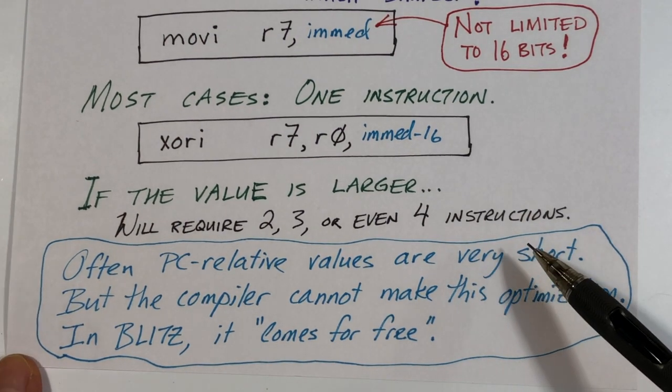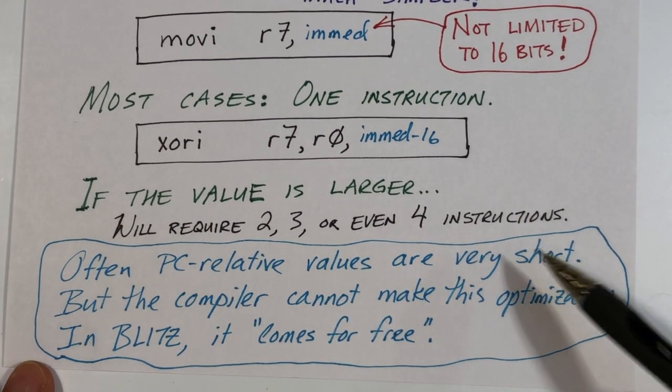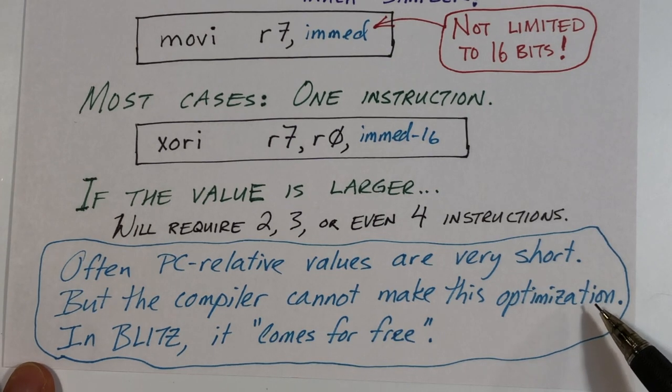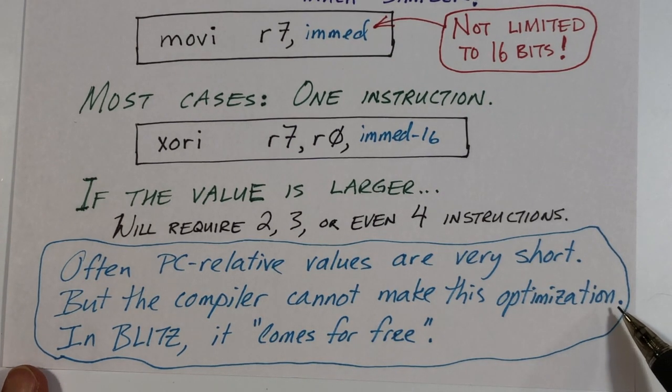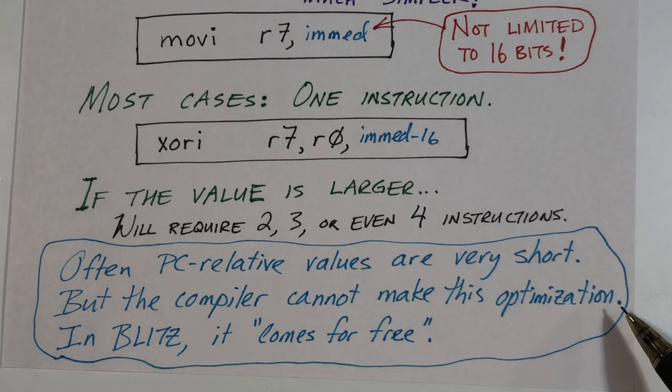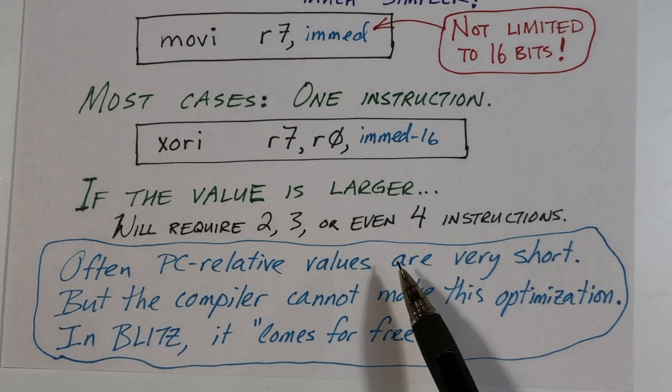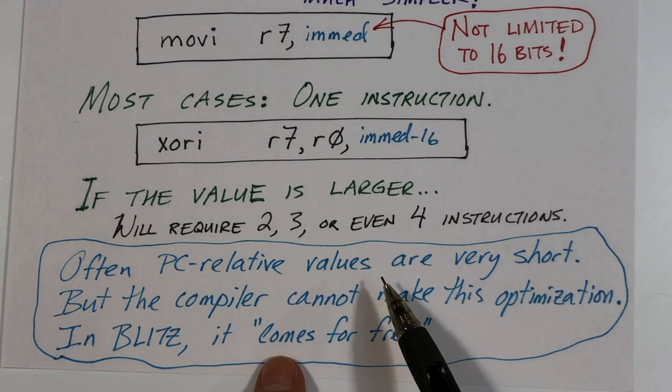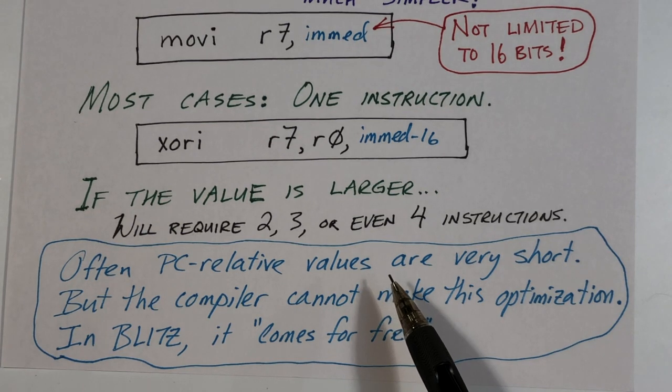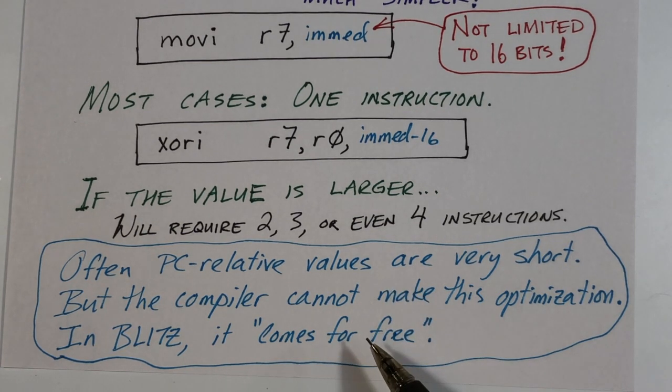This is something that the assembler has to do because the compiler can't make this optimization. It doesn't really know what some of these values are, particularly addresses. The compiler doesn't know where things are going to be going into memory, but the assembler and its friend, the linker, do know where things will be placed in memory, so they can make these optimizations and perform the translation of synthetic instructions into machine instructions.